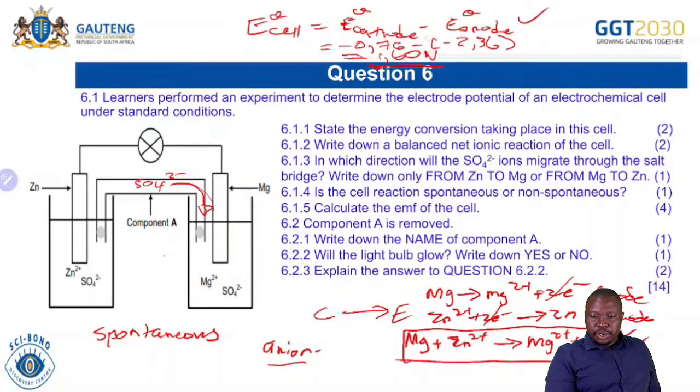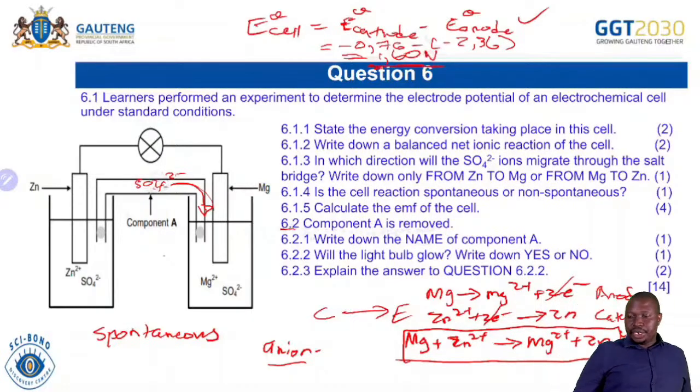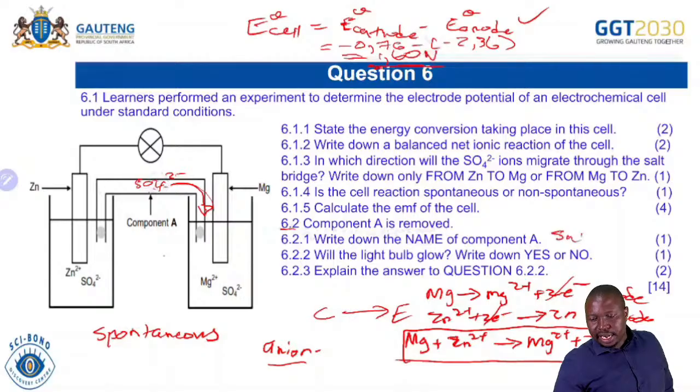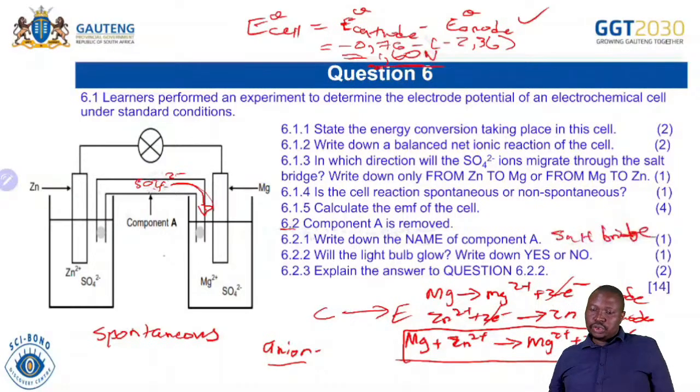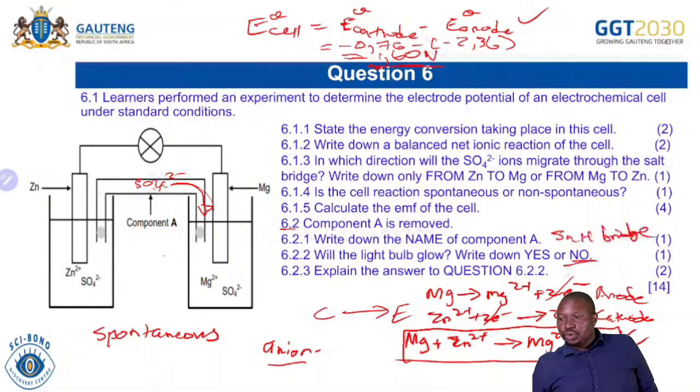They say now in 6.2, component A is removed. So they are removing component A. You can see this one is a salt bridge. Write down the name of component A. We're saying it's a salt bridge. They are removing the salt bridge now. What will happen? Will the light bulb glow? Just say yes or no. So you have to just answer the question. You will say no. It will not. It won't be able to glow.